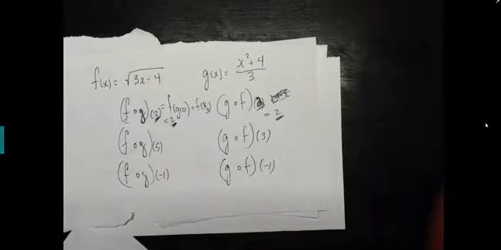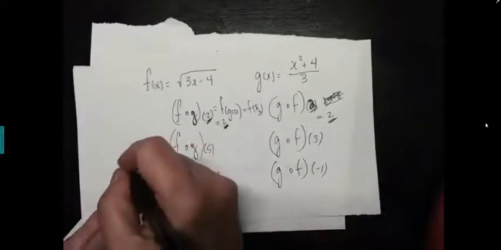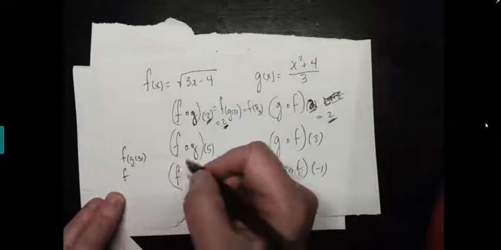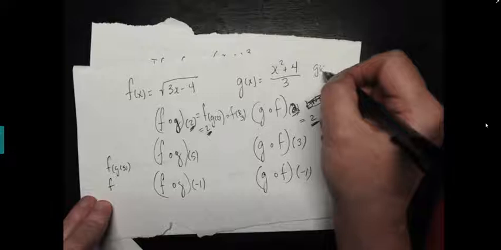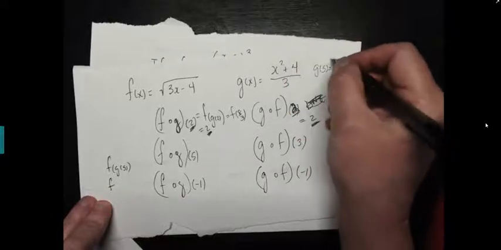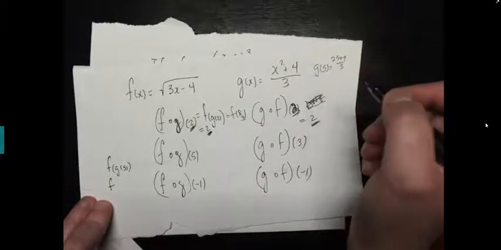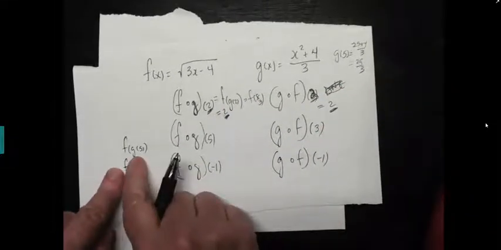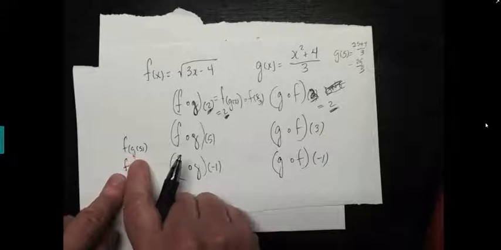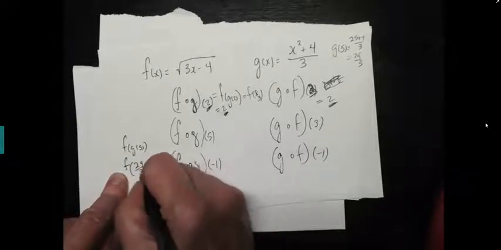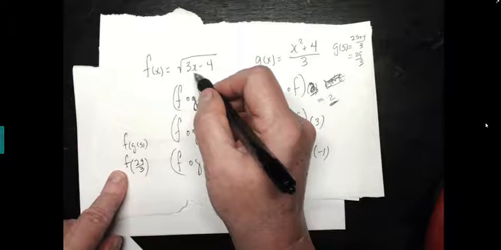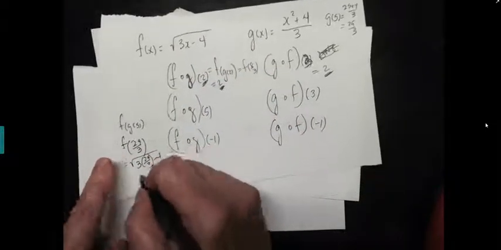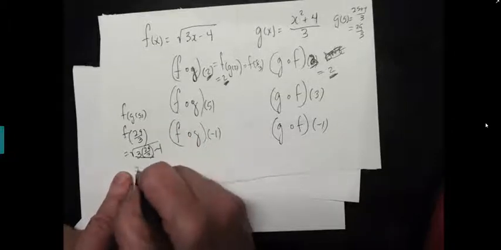What about f composed with g at 5? Well, that's going to be f evaluated at g of 5. And what is g of 5? G of 5 is going to be 5 squared, which is 25, plus 4 over 3, which is 29/3. So if I want to do f evaluated at g of 5, that's f evaluated at 29/3. And if I plug in 29/3 there, the 3's cancel, and I get the square root of 25, which is 5.